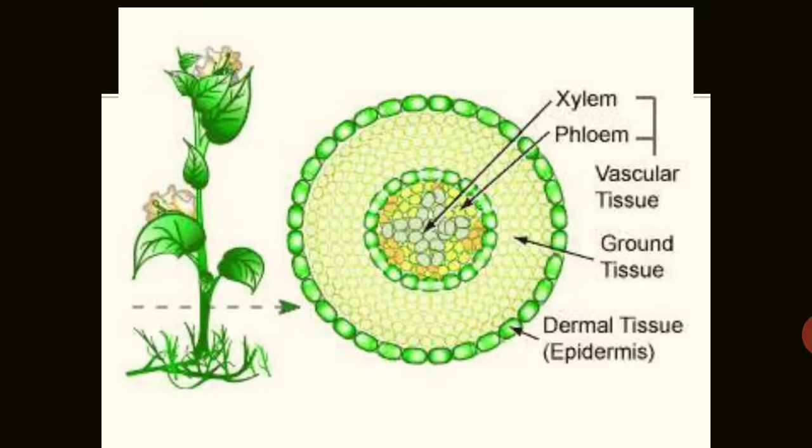You can see here the vascular tissue, ground tissue, and dermal tissue, xylem and phloem. A very typical arrangement of these tissues is shown by the transverse section if we see it under the microscope.